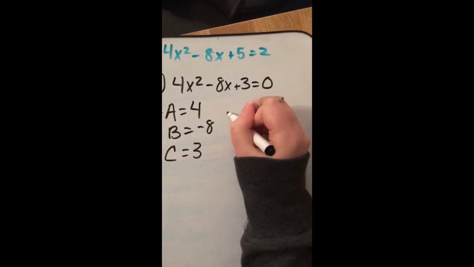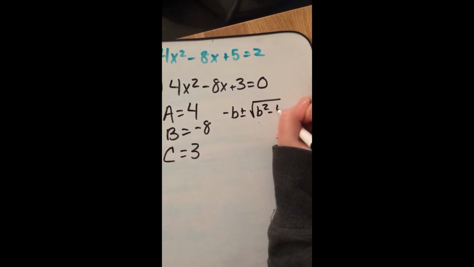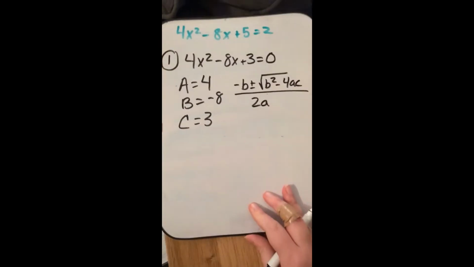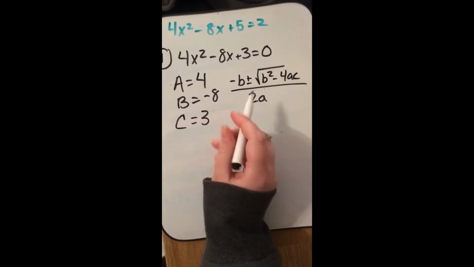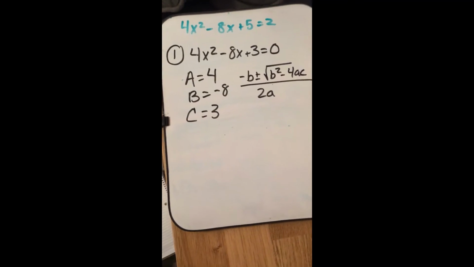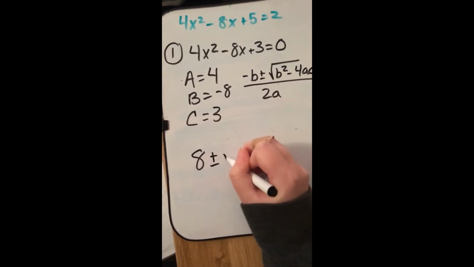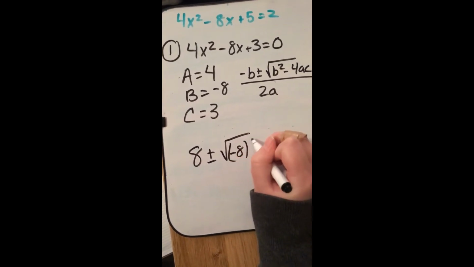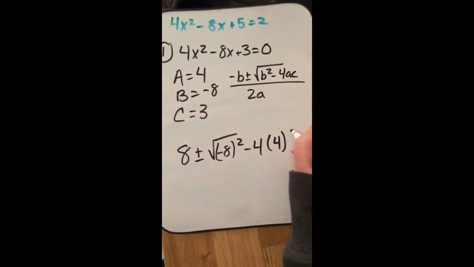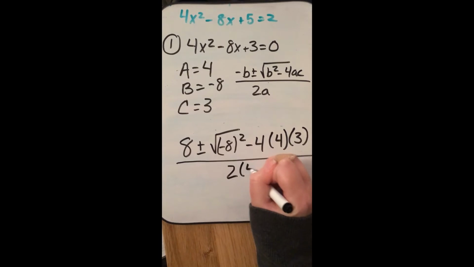Remember that the formula is negative b plus or minus the square root of b squared minus 4ac, all over 2 times a. So let's plug that into the formula. We have a negative sign here, but b is already a negative, and a negative times a negative is going to be a positive. So it's going to be positive 8 plus or minus the square root of negative 8 squared minus 4 times a times c, all over 2 times a.